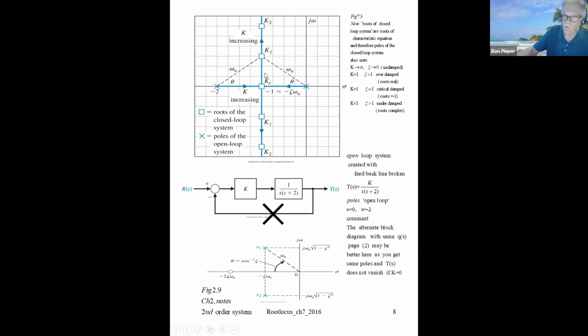Okay, now as soon as K becomes bigger than 0, he wants to include the closed loop. The closed loop, he's using the box. Okay, that's fine. I guess normally in root locus diagrams, you use an X wherever there's a pole, period. But I guess this is his choice for this figure. Any questions about that?